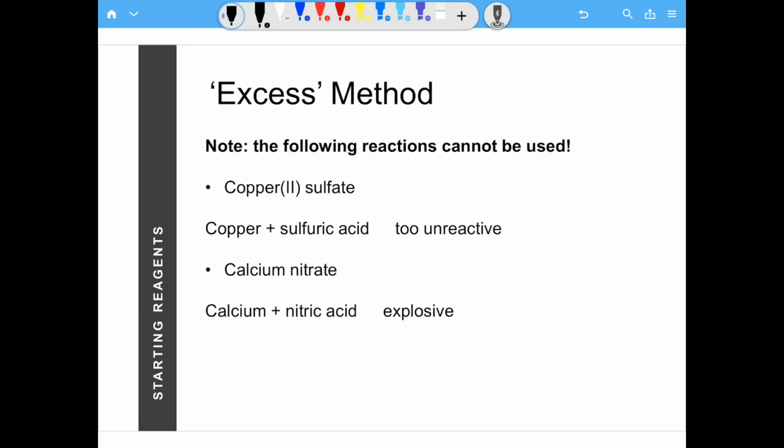Copper cannot react with sulfuric acid because it's too unreactive. This is an often tested concept in MCQs, so you need to be highly sensitive of that. Next is that calcium is too reactive, so when it reacts with an acid, it can be explosive and will catch fire. It's not a suitable method for preparing calcium nitrate.